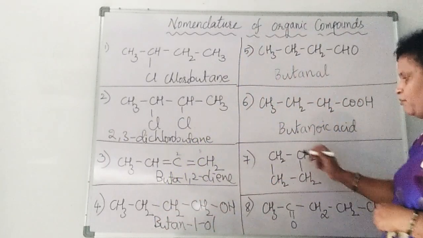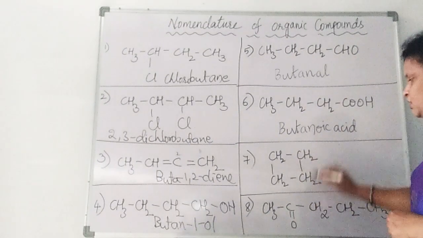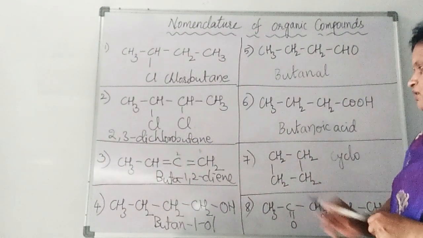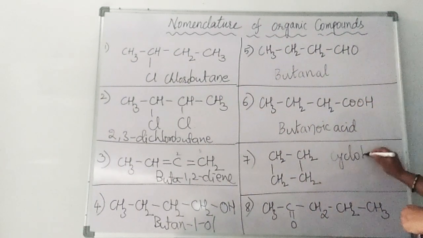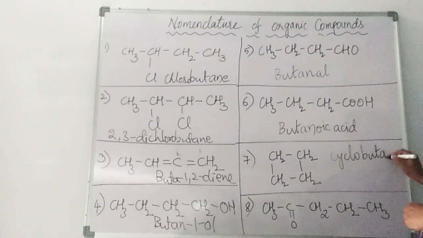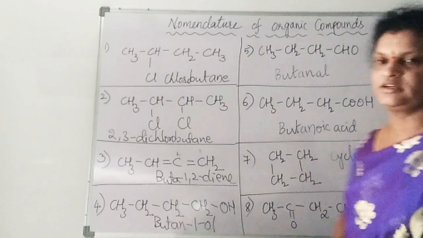So only one ring is there. One cycle-like structure is there here, so we will write cyclo. Then any other functional groups are not there. Any double bonds or triple bonds are not there here. So simply we will write but, because 4 carbons are there. Carbon to carbon everywhere single bond. So cyclobutane we are going to write for this compound.